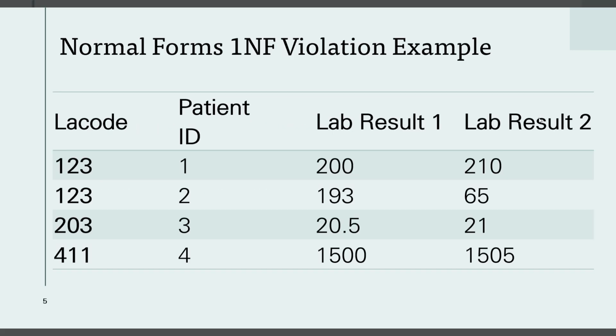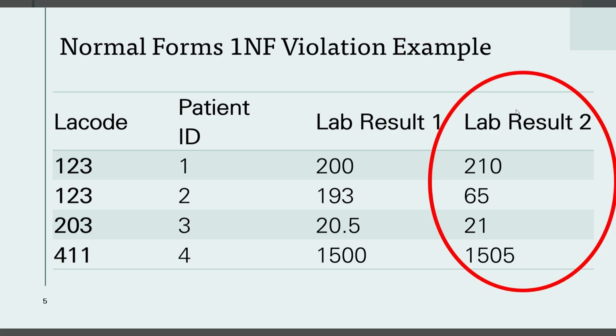This is an example of a first normal form violation. Notice how we have two columns, lab result 1 and lab result 2, storing the same type of data. This represents repeating groups, which means the data is not atomic. In first normal form, each column should contain only one value of a single type. To fix this, we would restructure the table so each lab result is stored in its own row, rather than having multiple lab result columns.